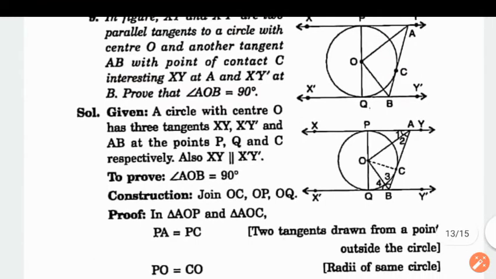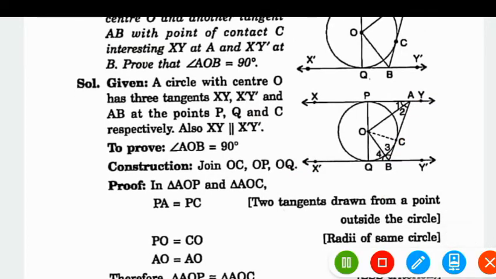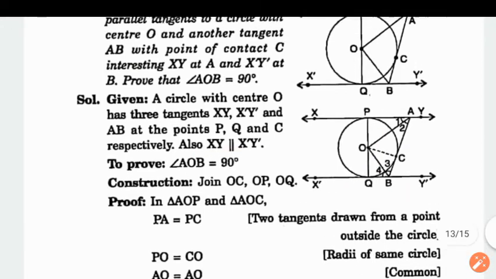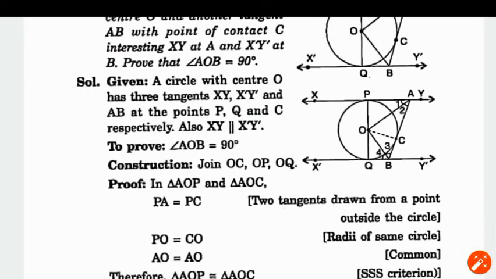So what we have here as given: these two tangents are parallel to each other. One other tangent is there at the point C which intersects XY at A and X'Y' at B. XY and X'Y' both are parallel. We are required to prove this angle is 90 degrees. So for that we are going to take help of construction. Join OC, OP and OQ.